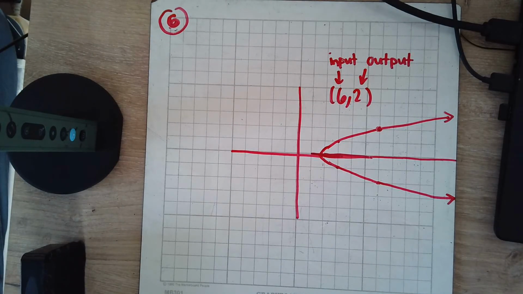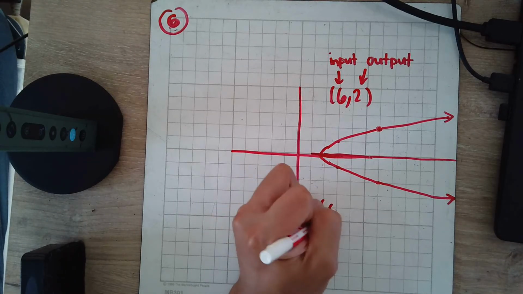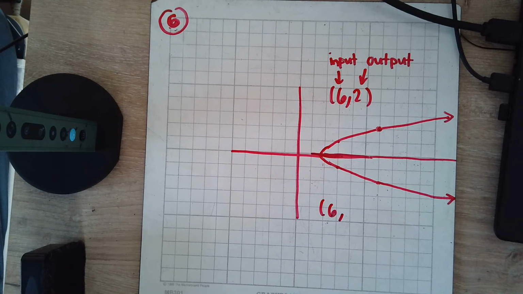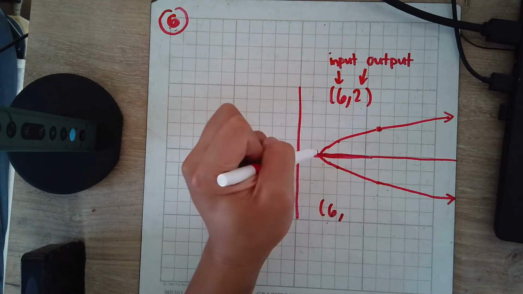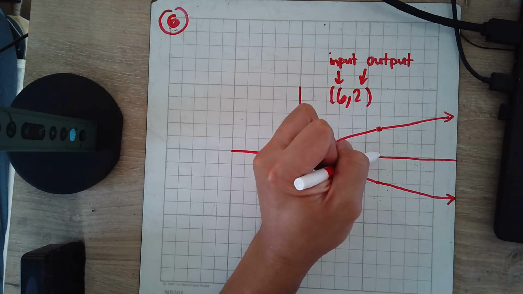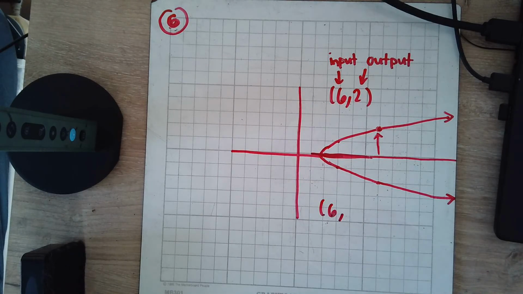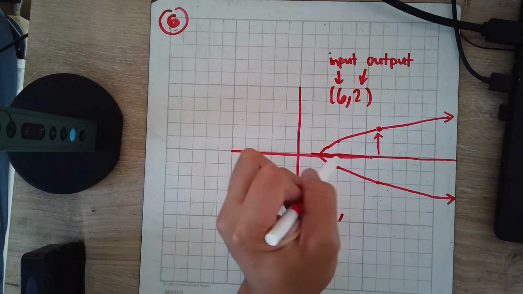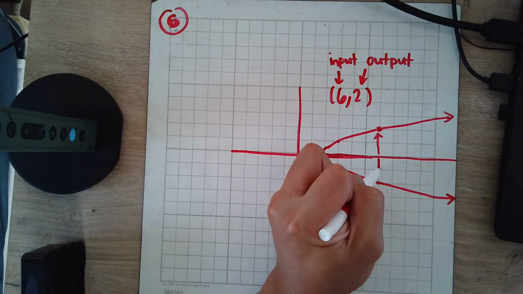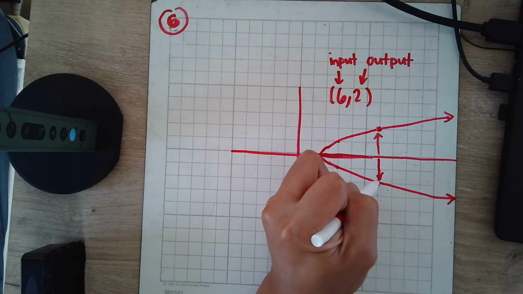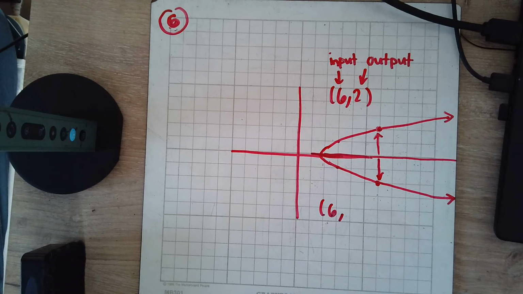If I have my input as 6 again, though, it doesn't have to just be 2. My output could also be down here. I could go to the right 6, and then instead of going up this way to that point, I could also go to the right 6 and go down this way to negative 2.